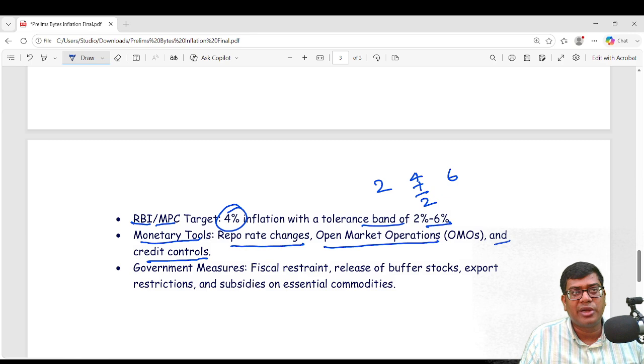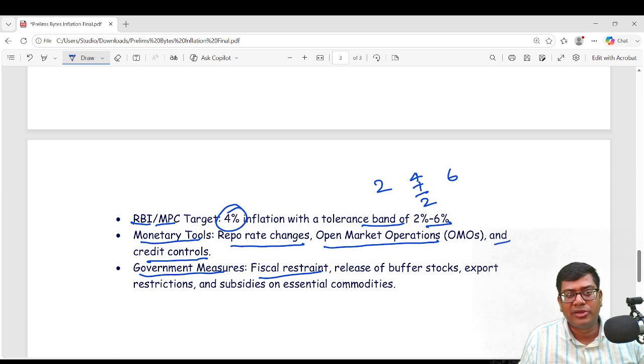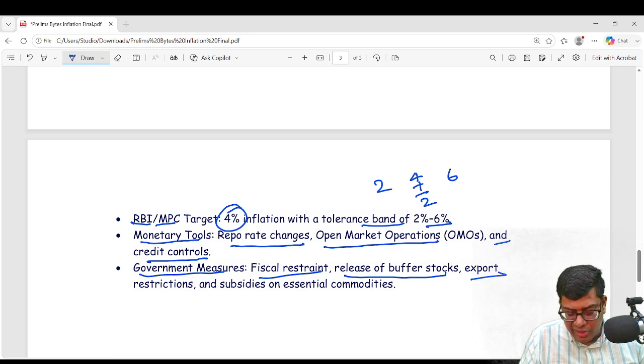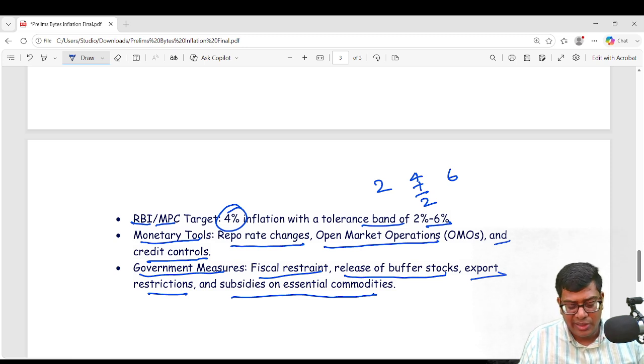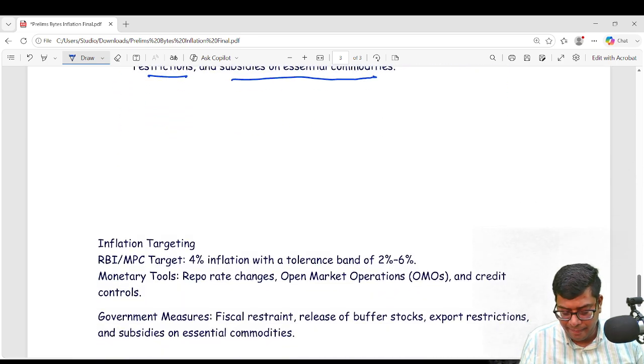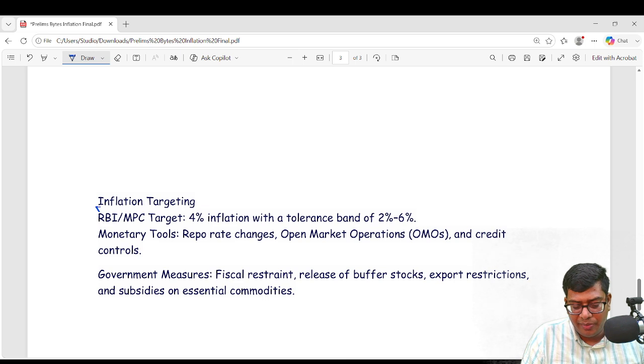Now what can the government do to control inflation? The government measures are fiscal restraint, meaning reducing expenditure and fiscal prudence, and release of buffer stock, export restrictions, and subsidy on essential commodities. Through this, the government can control inflation. Now see the important concept about inflation targeting.